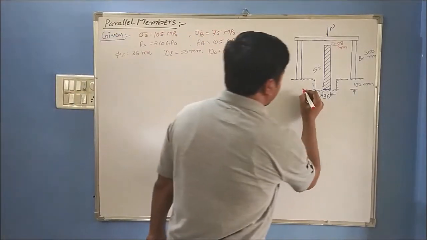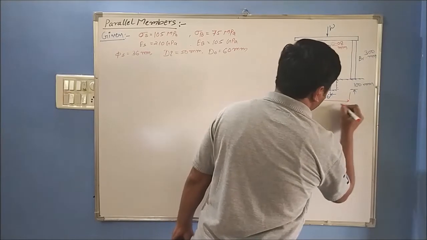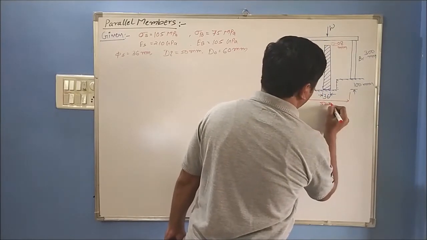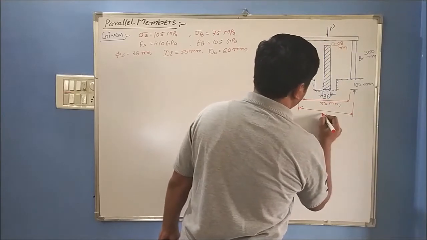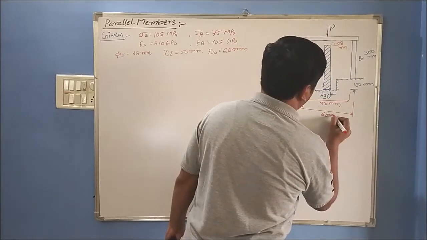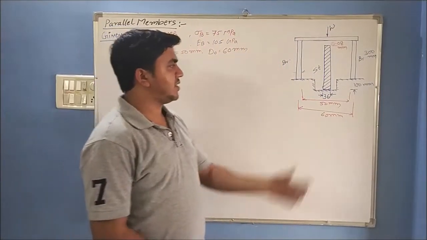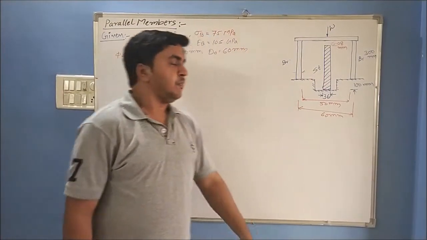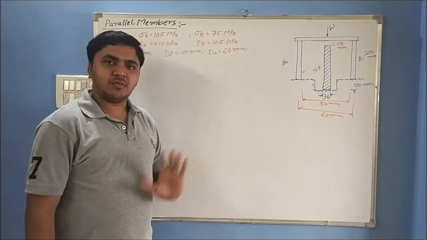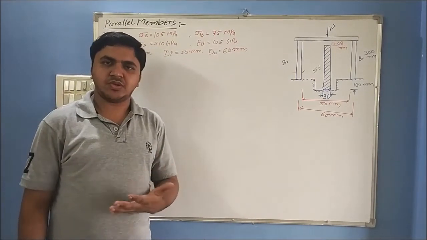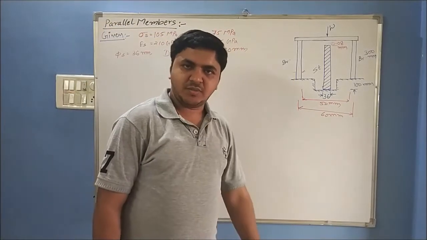So this is the internal diameter of the brass. This value is given as 50 mm, and this value is given as 60. The thickness of this tube is equal to 5 mm, you can say 5 mm or 10 mm thickness. Okay. So the understanding of the problem is the most important. The solution of all this type of problem will be the same only.